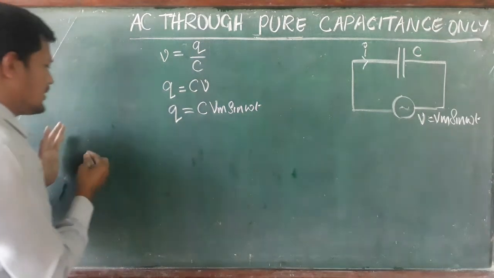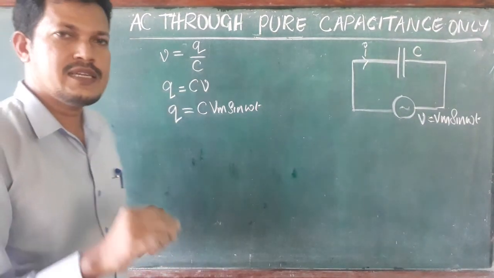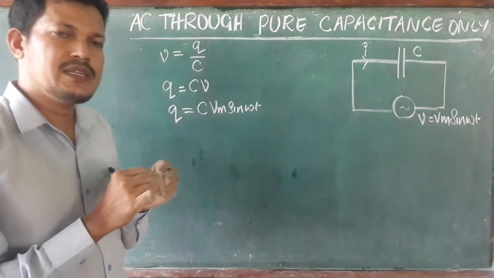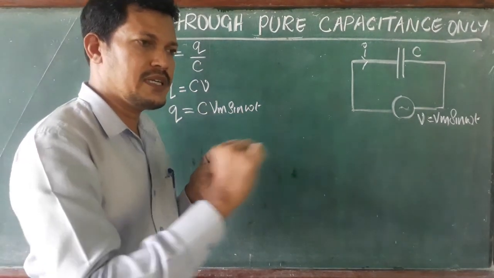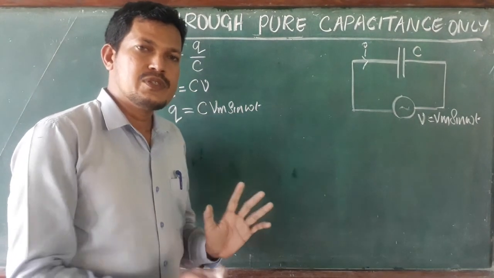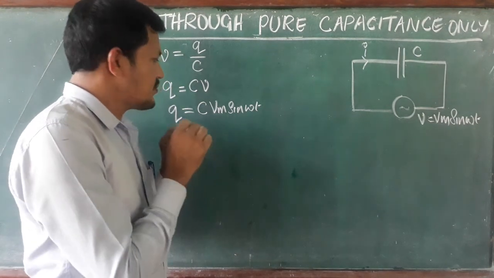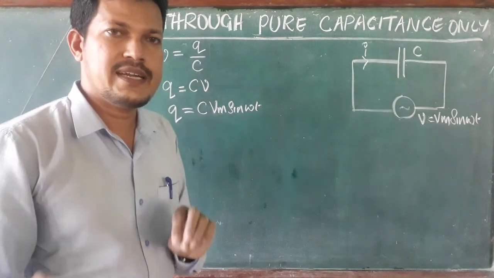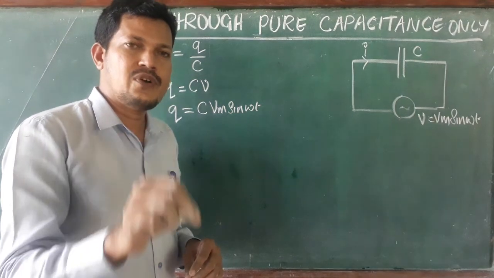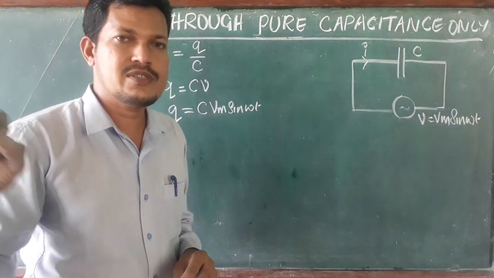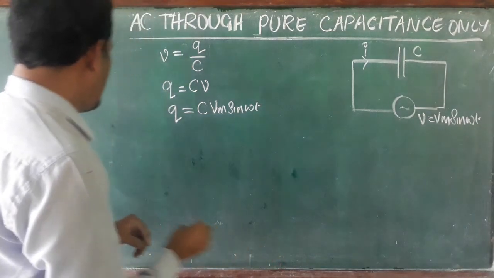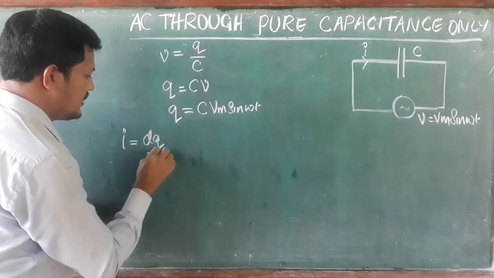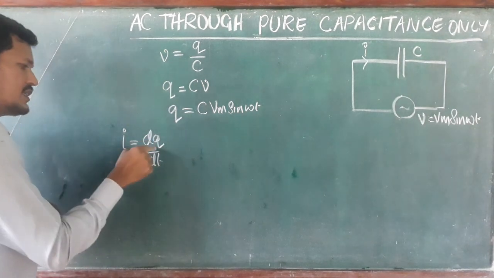We know that current is a flow of electrons, and electrons are charged particles. When charged particles move in a particular direction from one point to another, that is called current. So from the charge equation we are going to find the current, because current equals the rate of flow of charged particles. So I equals the rate of change of charge, dq by dt. Clear? The rate of change of charge is the current.